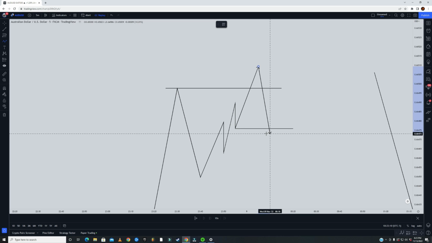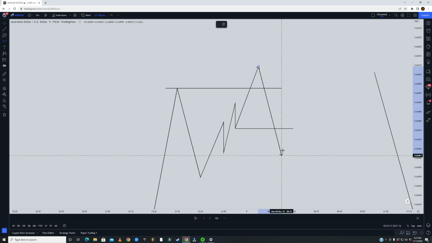Instead, you should be watching what is support and resistance, because these are basics anyway. Let's just keep on talking.